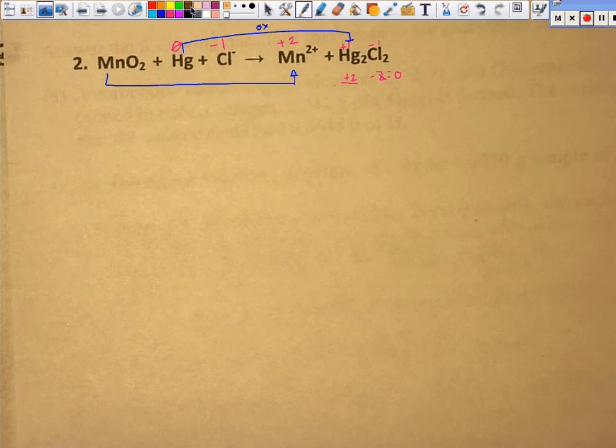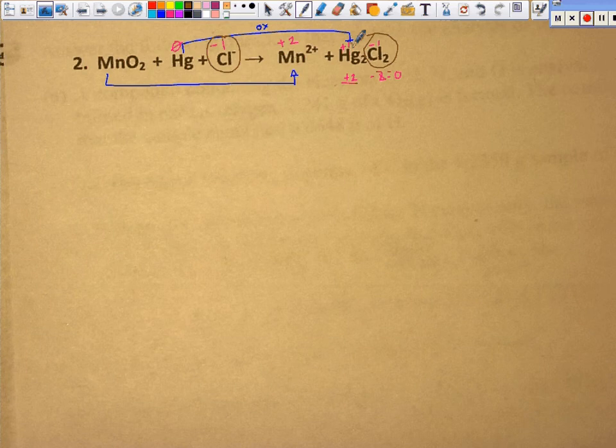However, because it did change states of matter, it must be in the net ionic. Here's what I mean. This is an aqueous, right? Because it's an ion. But over here, this is a solid. How we know this is a solid is the solubility rules. Remember, all chlorides are soluble unless they're with heavy metal bad guys. And guess what? Mercury is one of those heavy metal bad guys, so it is a solid.